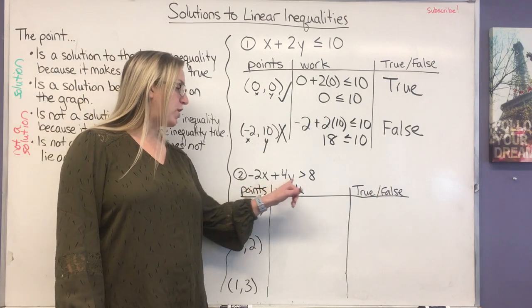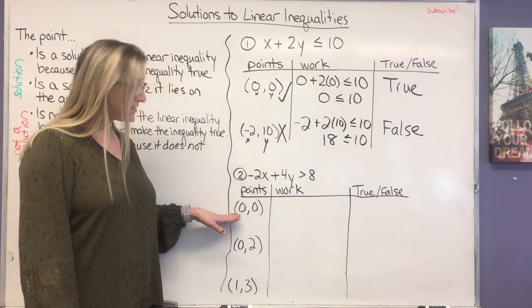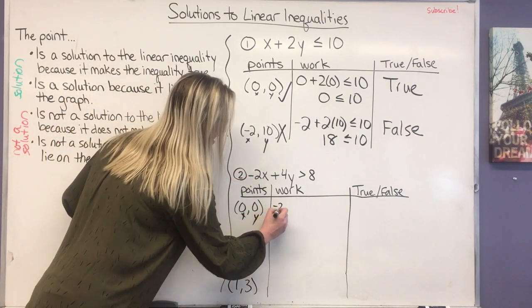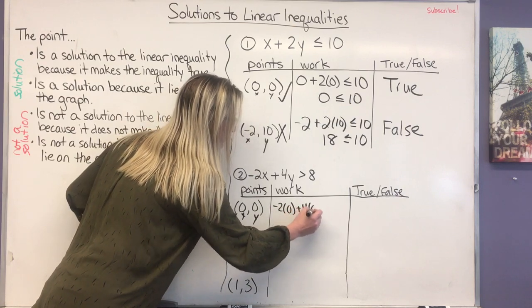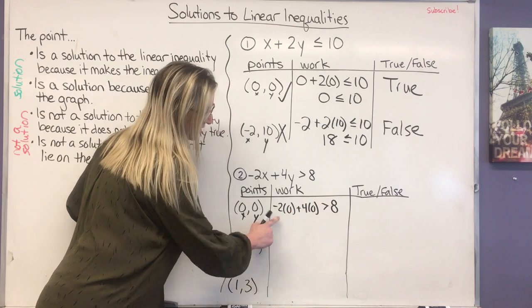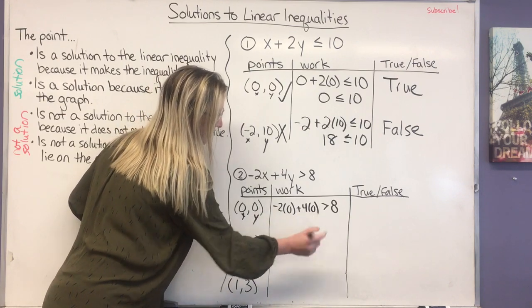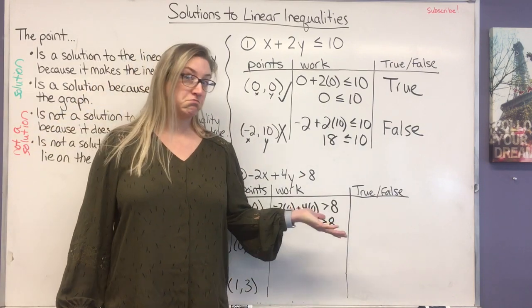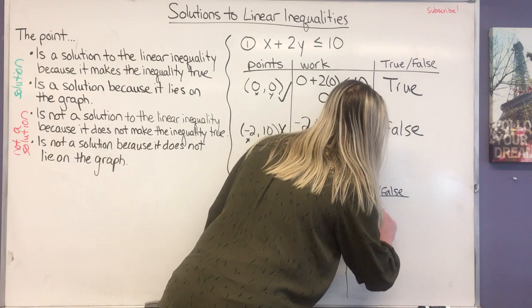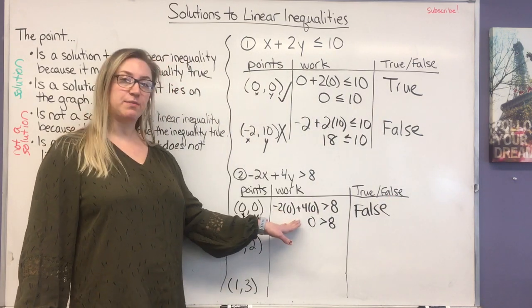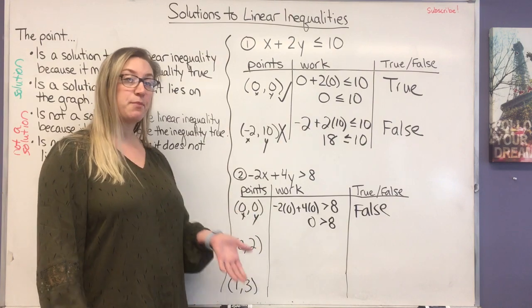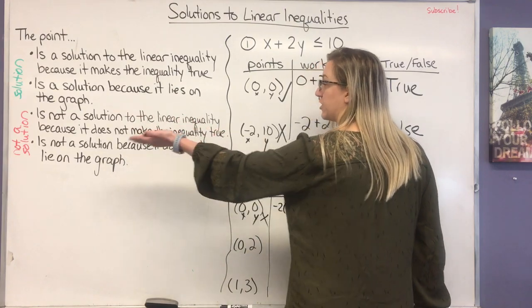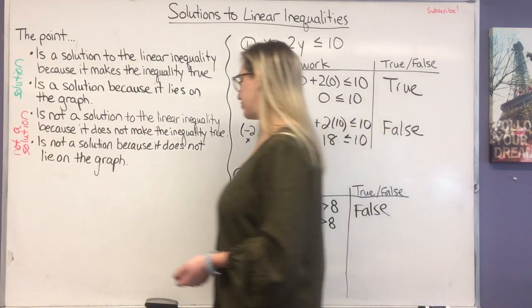Negative 2x plus 4y is greater than 8. Let's test (0, 0). Here's my x and y once again. If I plug this in, I'm going to get negative 2 times 0 plus 4 times 0. And now I'm going to do the math on the left. 0 plus 0 is 0. Is that greater than or equal to 8? No. So since I received a false statement when plugging in this point, it means that that point is not a solution for this reason right here again. It's not a solution to the linear inequality because it does not make the inequality true.